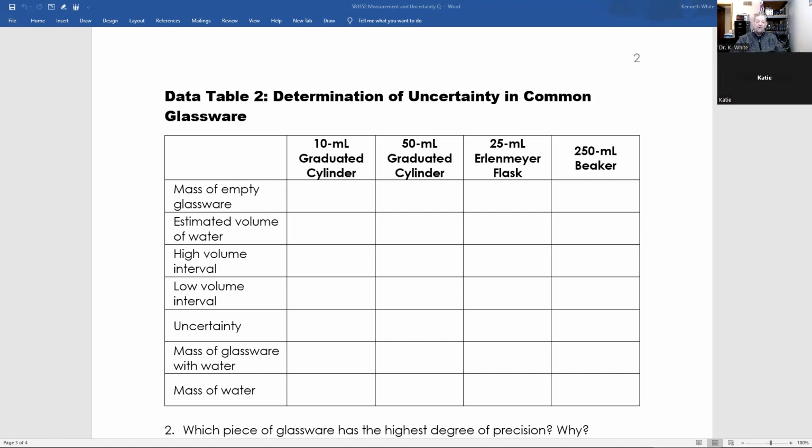And then what you'll do is fill this to approximately 7 milliliters. Don't spend 20 minutes trying to get it 7.00. You'll be a little over. That's good. And what you'll do is record the volume of the water, based on your reading here.